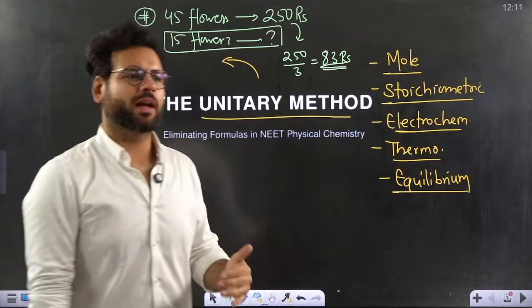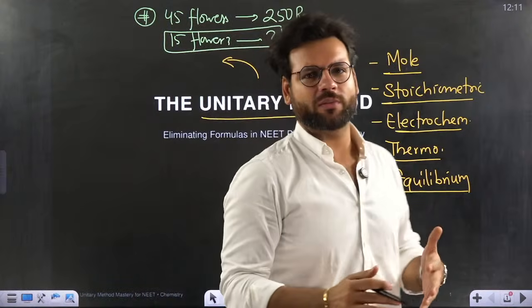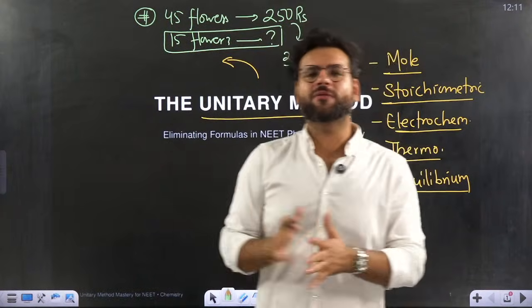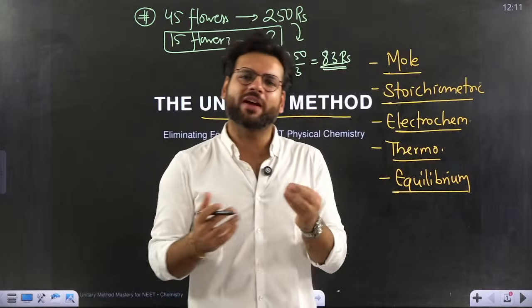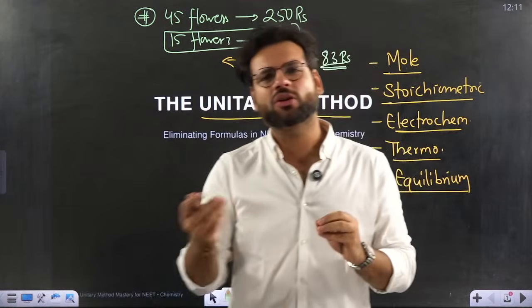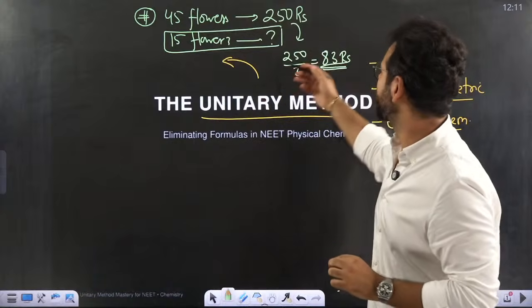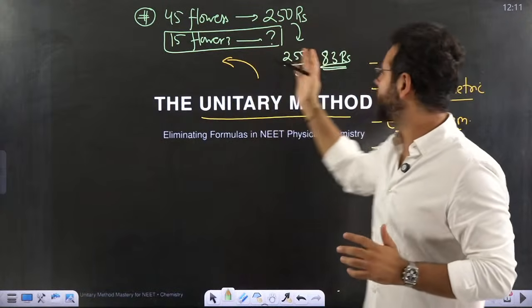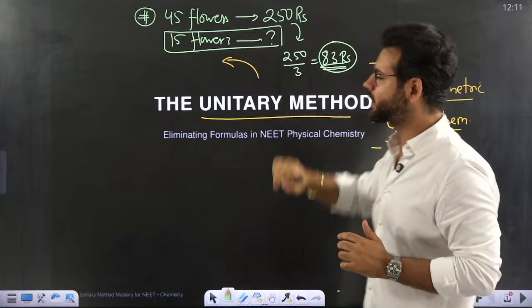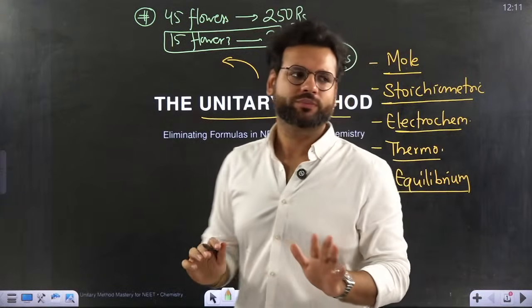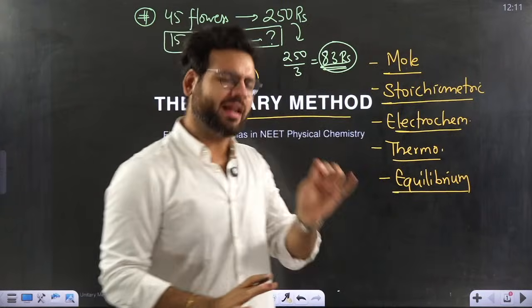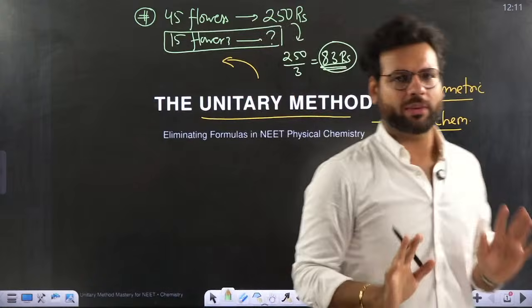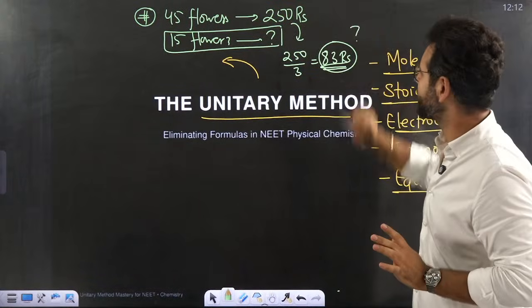You are thinking in your mind, 45 flowers is selling for 250 rupees. 15 flowers should cost how much? If I make flowers 1/3, cost will also become 1/3. So 250's 1/3 will be the cost, which is 83 rupees. So you will pay him 83 rupees. This is the unitary method. First, understand in very layman language what you need to do in the unitary method. How did we reach this number 83?